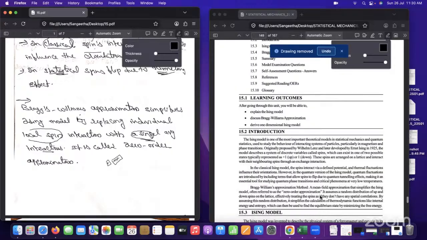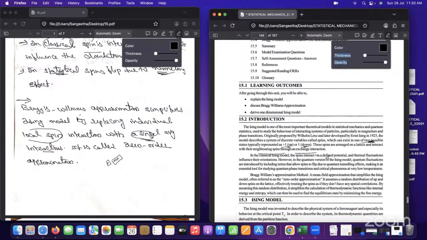So this is the introduction. In the introduction, what points should we mention? The spin is either in the positive direction or the negative direction, two possibilities for the spin. It interacts with neighboring spins using exchange interaction. In the classical Ising model, the spin interaction is due to fluctuations, whereas in the quantum version, spin interaction is due to the tunneling effect.